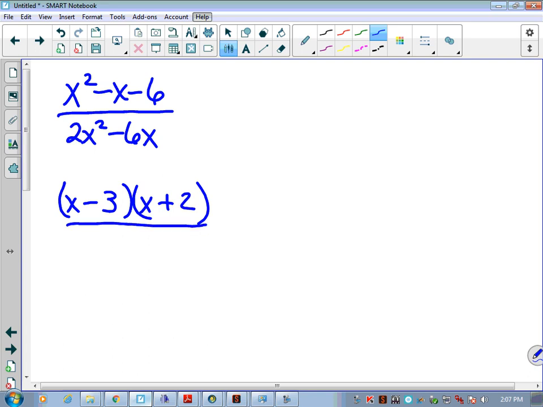Let's go down to the bottom. What can I factor out of the bottom? You saw a problem that involved doing this earlier. We can take out a 2x. Very good. All right, that's going to leave me with an x minus what? X minus 3. Okay, now let's move on to our other one.